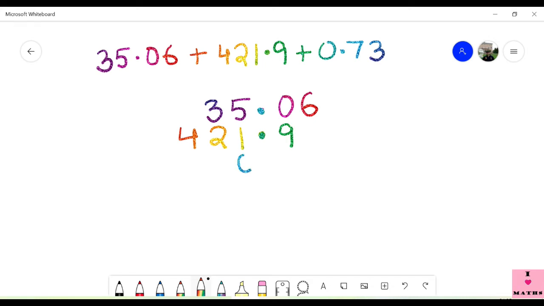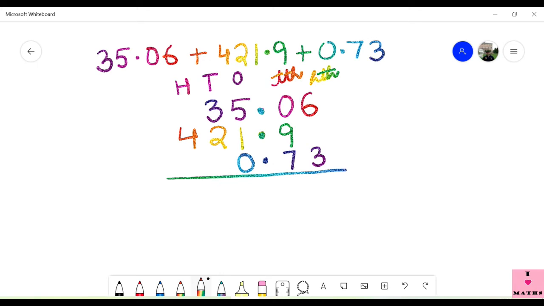And the third number is 0.73. Now if you will see, this is ones, this is tens, and this is 100. This is tenth and this is 100th. So children, the most important thing which we must take care of is that we must write the digits in their correct places. Now here there is nothing, so we can put a 0 here, a 0 here and a 0 here.